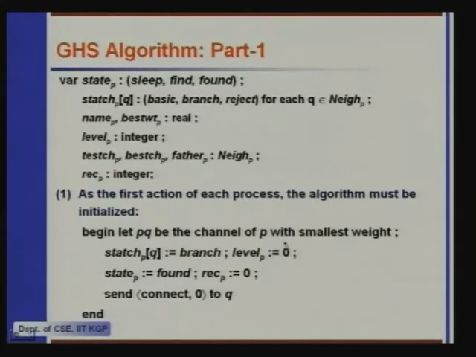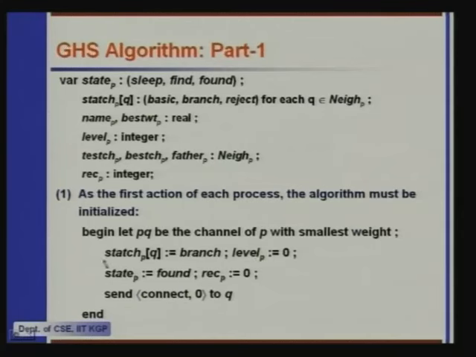So, let PQ be the channel of P with the smallest weight. Okay. So, what does the node do? It looks at the channel with the smallest weight incident on it. It starts by saying the status of channel P to Q is branch. Okay. Level P is 0.